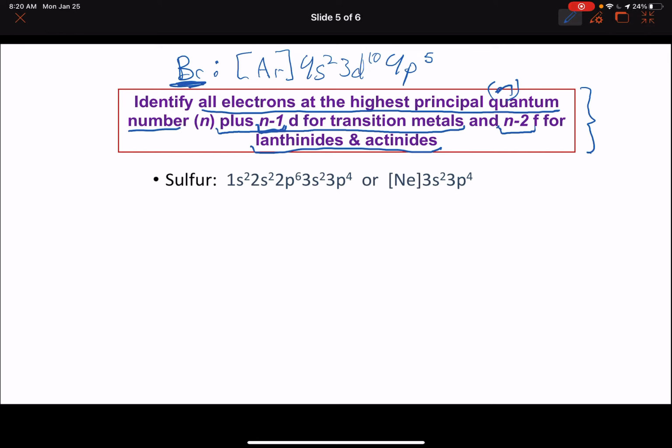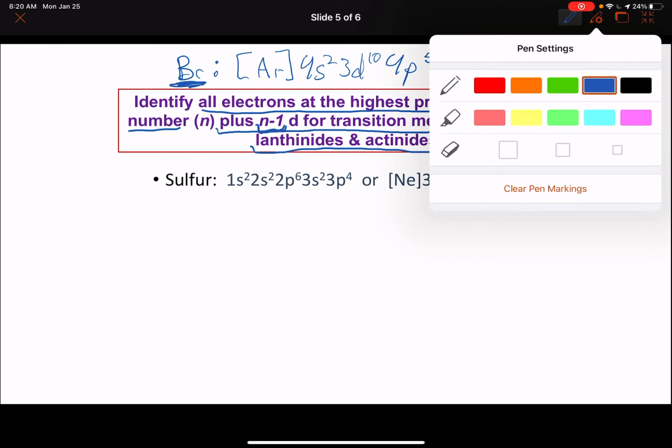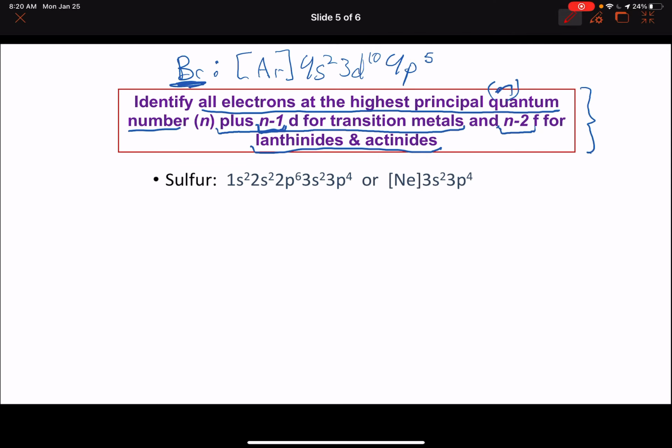Okay, so bromine is not a transition metal. So to list the valence electrons for the bromine atom, we have to identify the highest principal quantum number in our list from our shorthand notation. So I see 4s here, and I also see a 3 on the 3d. I'm not allowed to include n minus 1, 4 minus 1 would be 3. I'm not allowed to include n minus 1 d because bromine is not a transition metal.